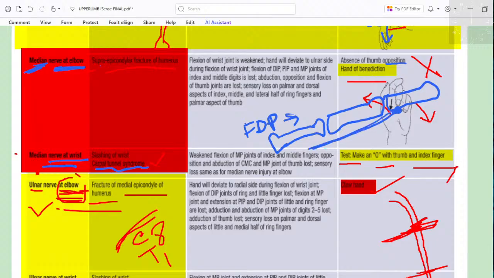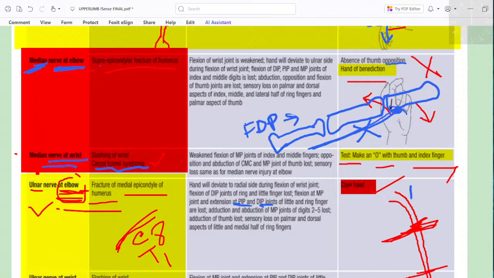To make the OK sign, our distal phalanx has to bend forward, it has to have flexion. If it is injured, then the patient cannot bend the distal phalanx. Ultimately the patient will not be able to make the OK sign, and the DIP will remain straight. We'll get all this explanation in DIP and PIP.